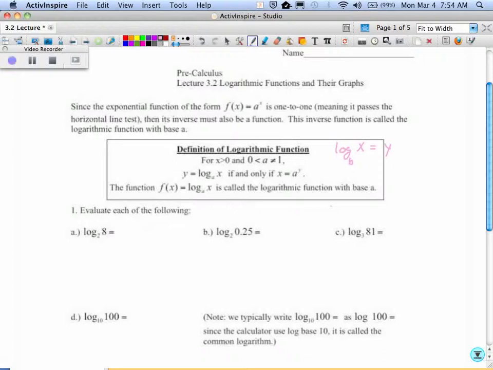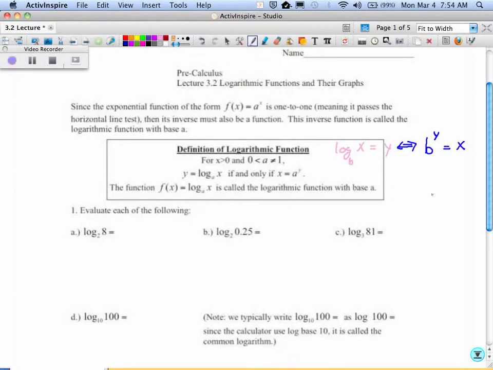So when you go to rewrite this, logarithms are always equal to the exponent. So the bases will always be the same. Whatever your base is when you work with logarithms will be the base when you work with the exponential. Logarithms are always equal to the exponent, so y would be my exponent in this case. And then the only thing left is to set it equal to x.